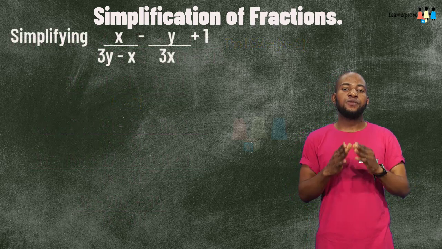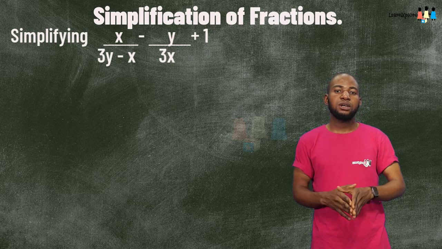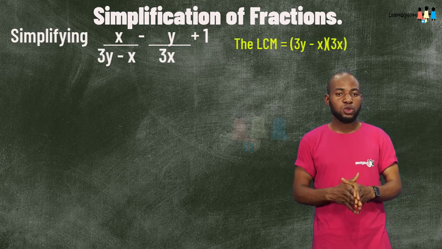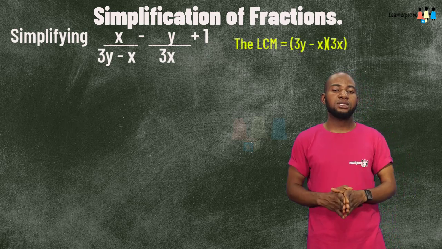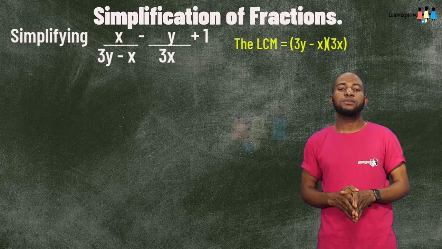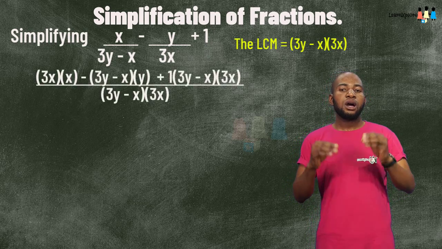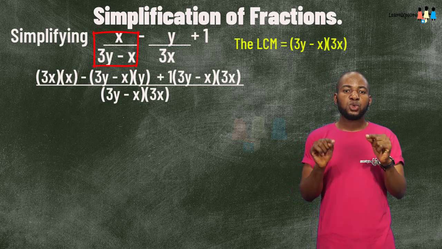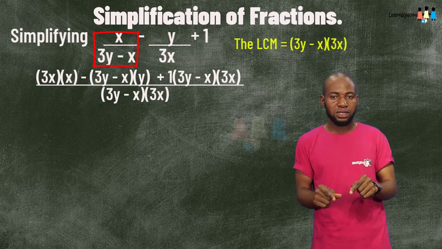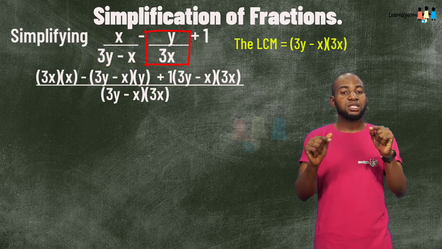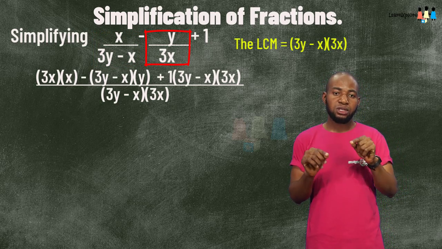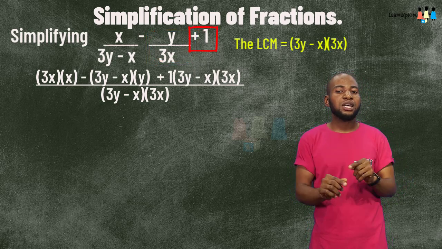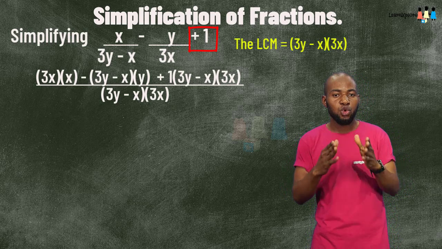Simplify x over 3y minus x, minus y over 3x plus 1. The LCM is (3y minus x) times 3x. Now let me teach you one trick. Among the LCM, you can see that this part has the first bracket, so multiply it by the second bracket, and this part has what is in the second bracket, so you multiply by what is in the other bracket. For this part, it has none, so multiply it by the two brackets.